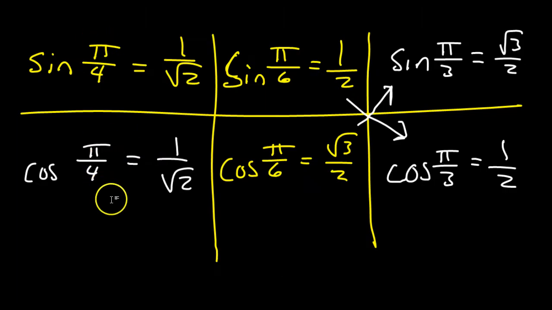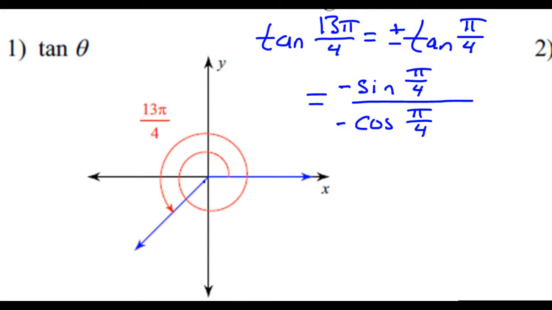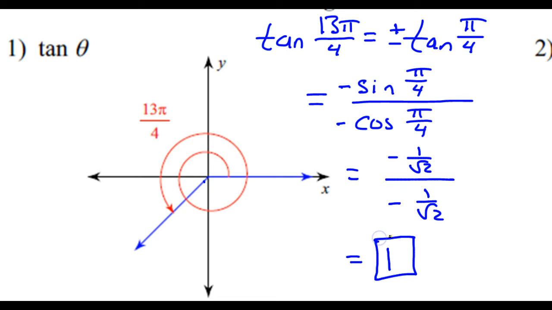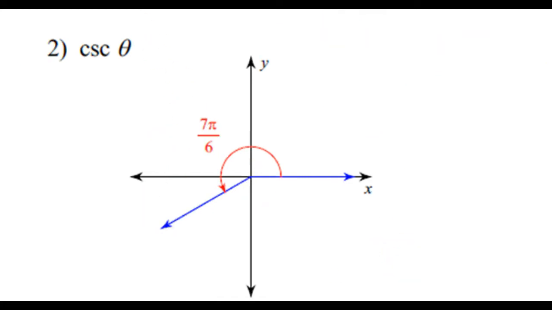These are values that we wrote down from the start. Sine of pi over 4 and cosine of pi over 4 are both 1 over radical 2. So that means this is going to become negative 1 over radical 2 divided by negative 1 over radical 2. So of course that is going to give us a positive 1, because a negative divided by a negative is positive. So as you can see, we did not need the negative on the tangent. Alright, number 2. Let's do one more example.